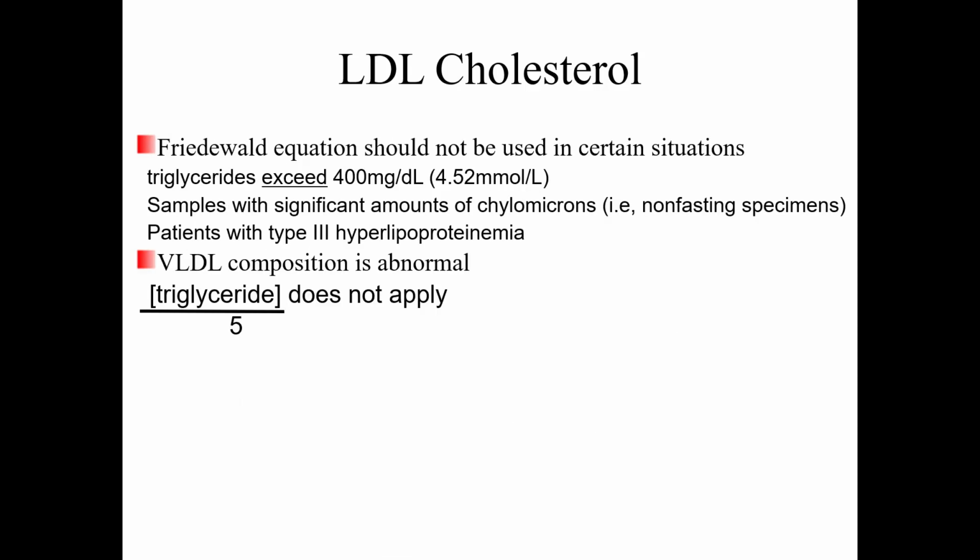You should not use this equation when triglycerides exceed 400 mg per deciliter. You should also not use it with samples containing significant amounts of chylomicrons, non-fasting specimens, or patients with type 3 hyperlipoproteinemia. VLDL composition is abnormal, so triglyceride divided by 5 does not apply in those situations.